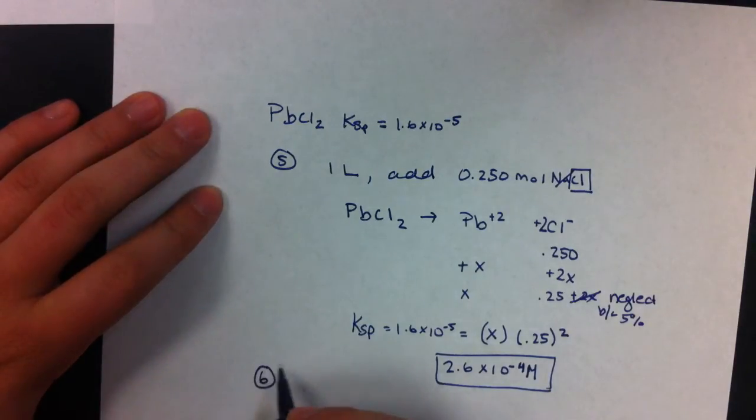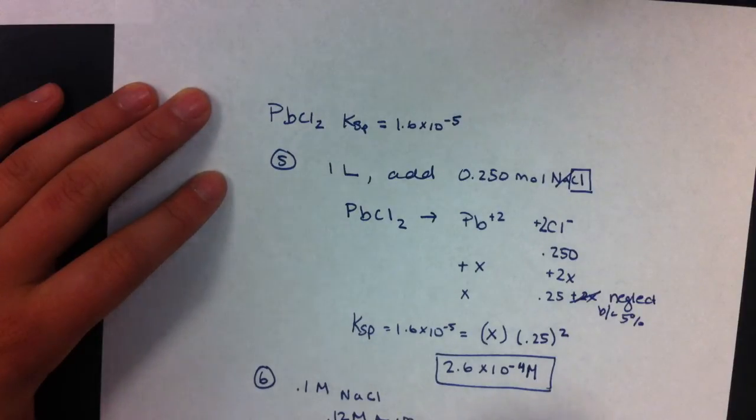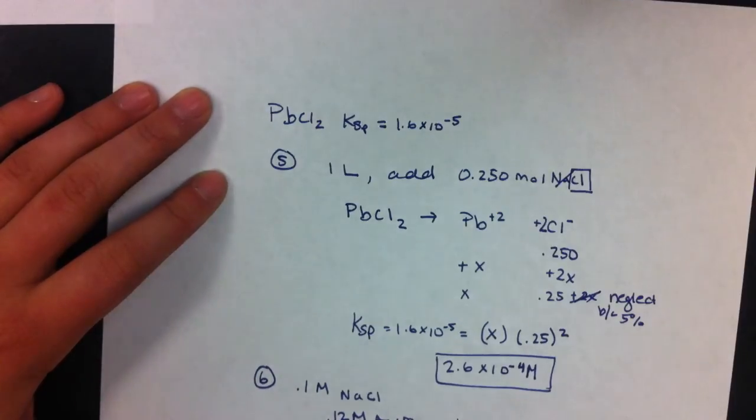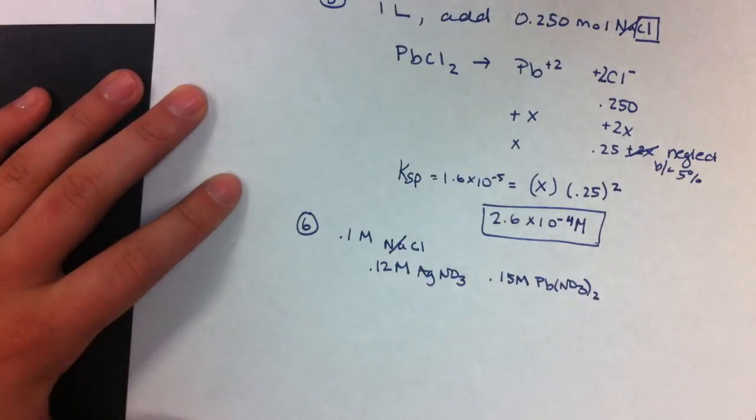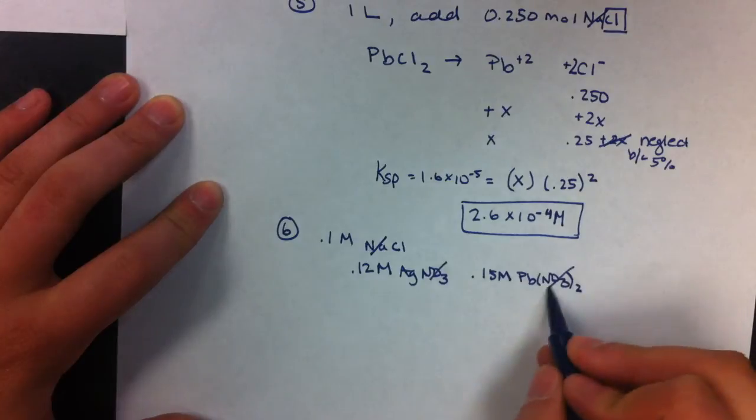And then the last part here: if 0.1 molar NaCl is added to 0.12 molar AgNO3 and 0.15 molar PbNO3, which one is going to precipitate first? So we can do a calculation. This is just like our quiz. We don't care about the sodium. We don't care about the nitrates.